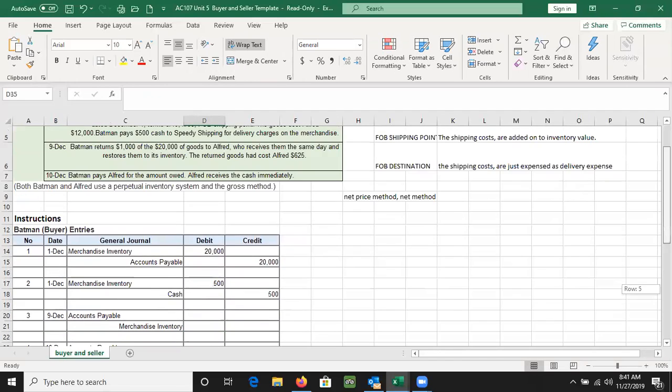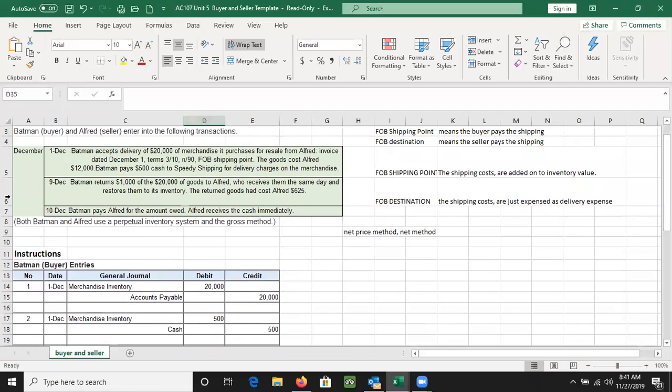All right? Next, we're done with the whole first thing. Now on December 9th, this one adds in a little twist. Batman returns $1,000 of the $20,000 of goods to Alfred, who receives them the same day and restores them to its inventory. The returned goods had cost Alfred $625. Okay?